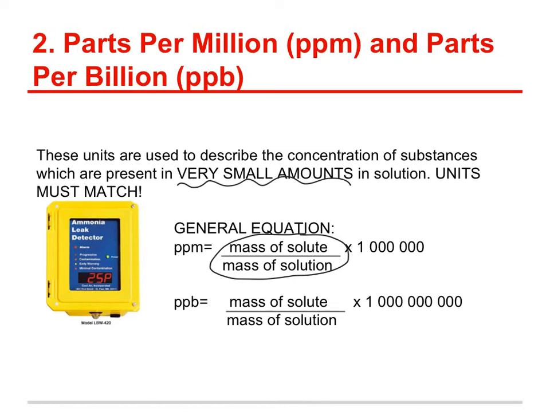So for ppm, we're going to do the mass of the solute divided by mass of the solution and multiply it by 1,000,000. And for ppb, we're going to do the same, mass of solute divided by mass of solution, but we are going to multiply it by 1,000,000,000.